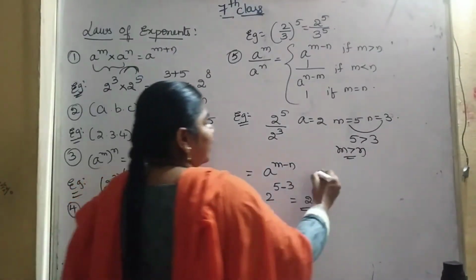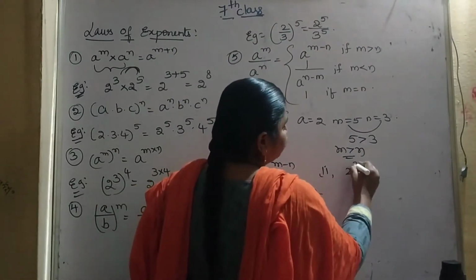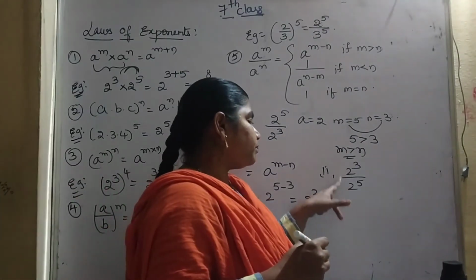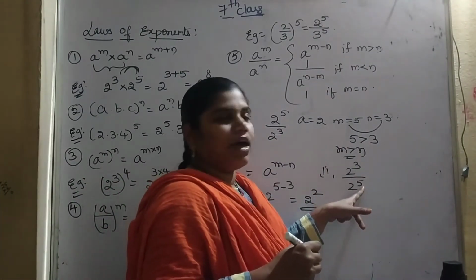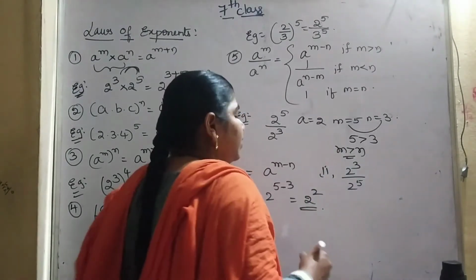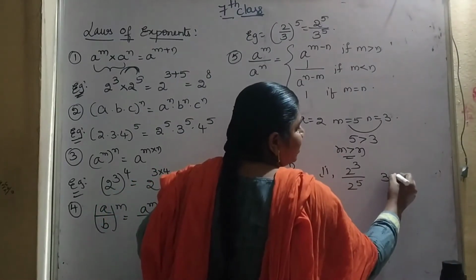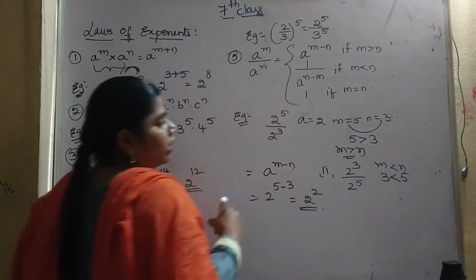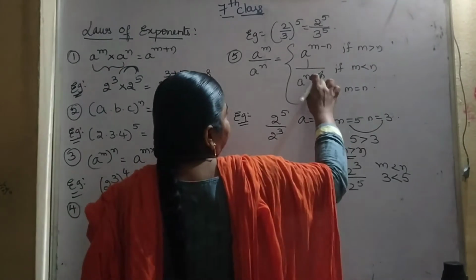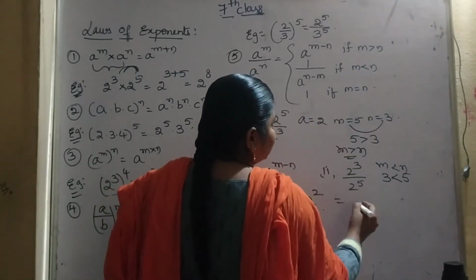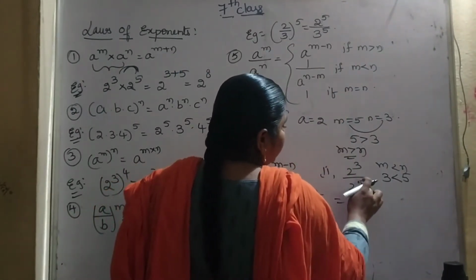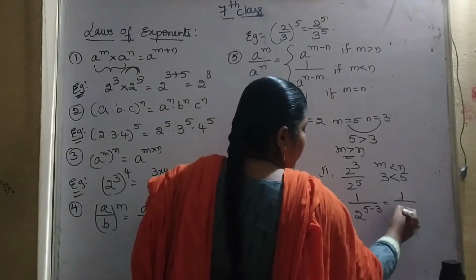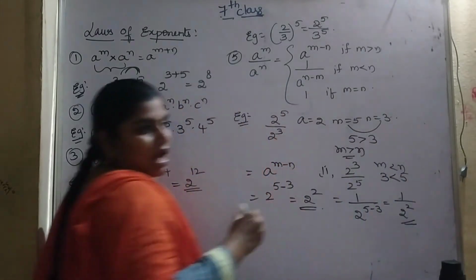For the second condition, I am taking the example as 2 power 3 by 2 power 5. Here a value is 2, m value is 3, n value is 5. So if you see here, m value 3 is less than 5. M is less than n. So which condition can we take? We can take the second condition. So we can write this as 1 by 2 power 5 minus 3. So that will be 1 by 2 power 2 is our answer.